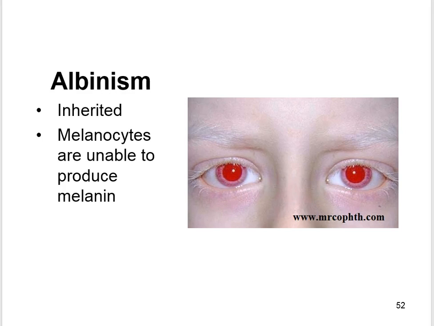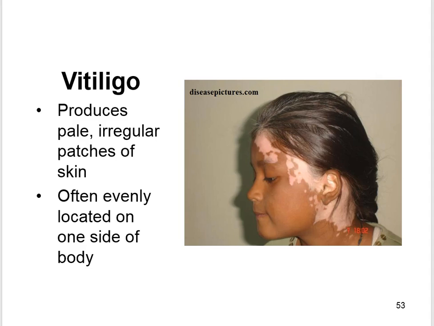Albinism, it's inherited. The melanocytes are unable to produce melanin. Vitiligo, it's also called leukoderma, produces pale, irregular patches of skin, often evenly located on one side of the body. It's a progressive disease in which the melanocytes are gradually destroyed, causing unpigmented areas on the skin. It's caused by the inability of the melanocytes to produce melanin, or the melanocytes are absent or destroyed.